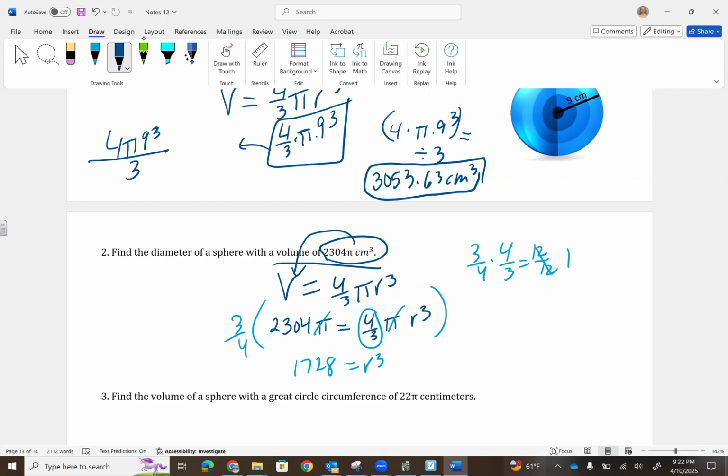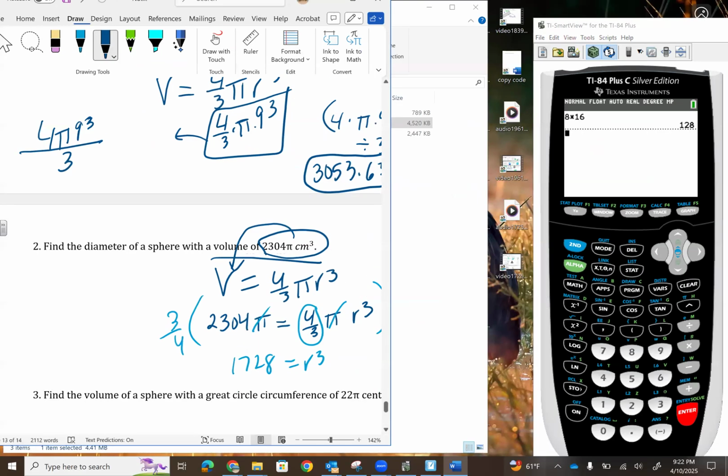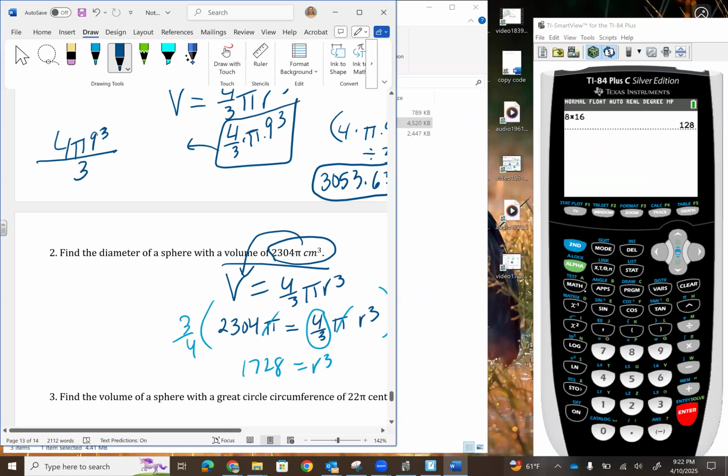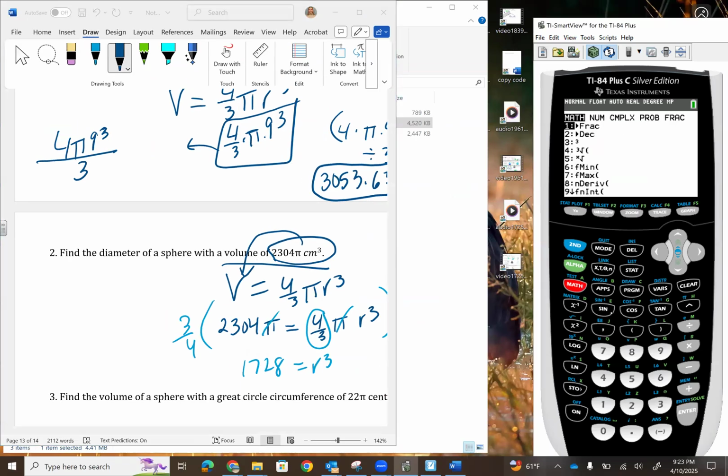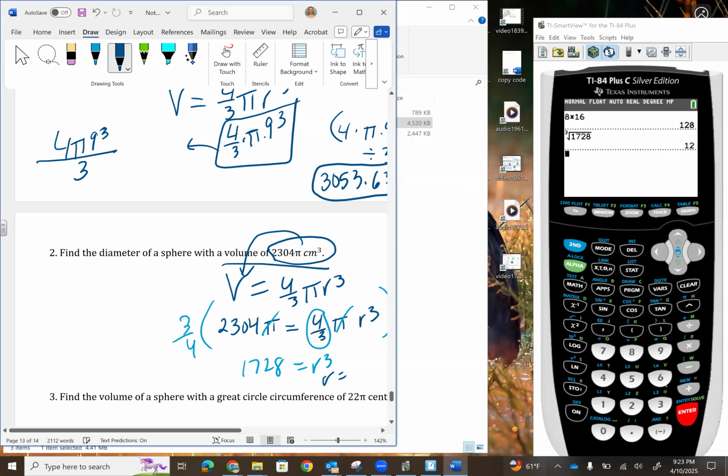Now here we're going to have to take the cube root of it, and I want to show you that on my calculator. The cube root is in math, so go to math. Yes, there's a math button. It's on the left, below alpha, highlighted red right now, so hit math. Option 4 is cube root. And the cube root of 1728 is going to be 12. And that would be centimeters.